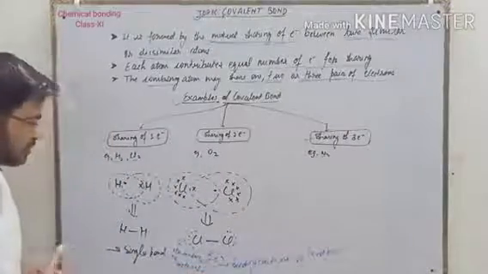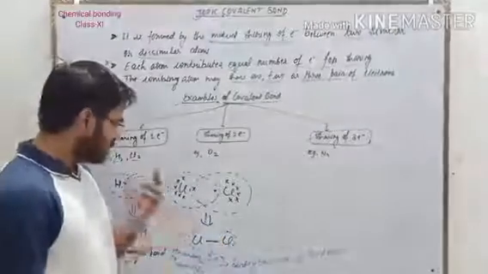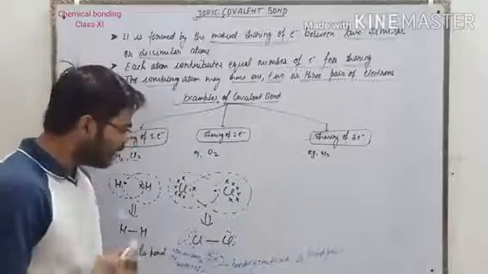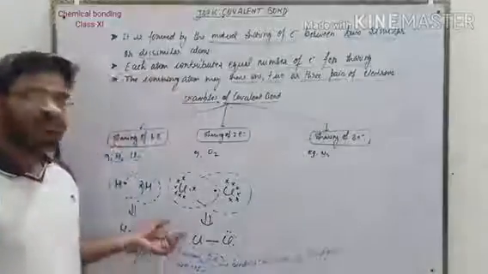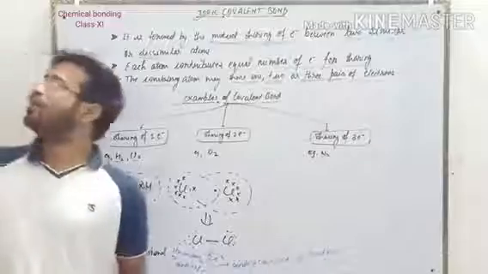So remember these things: the electrons which are taking part in the bonding are known as bond pair or bonding electrons, and the electrons which are not taking part in the bonding are known as non-bonding electrons or lone pair electrons.